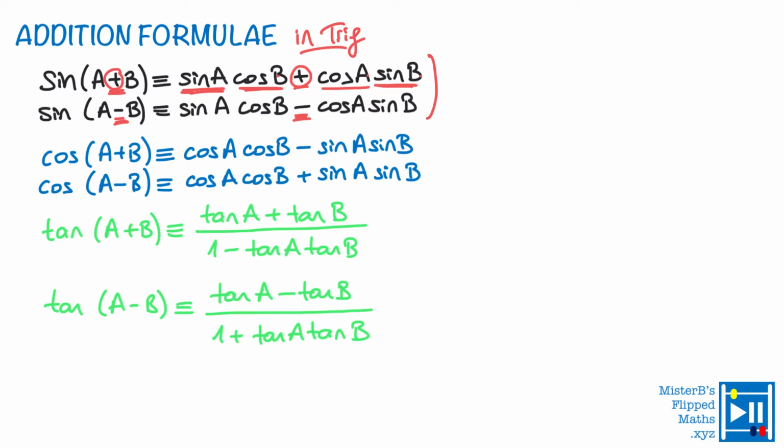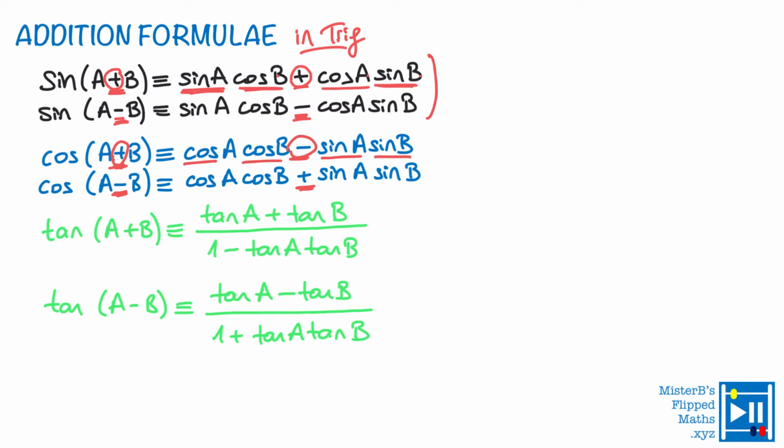Sine is a mixture, whereas cosine, it's not a mixture. It's always cosines first, sines later. And it is like cosine A cosine B, sine A sine B. And for cosine, the sign changes. If it is a plus in here, then you have a minus here. If it's a minus in here, you have a plus in here.